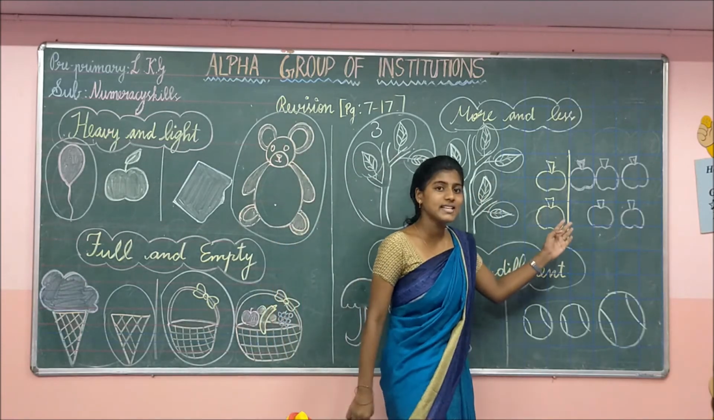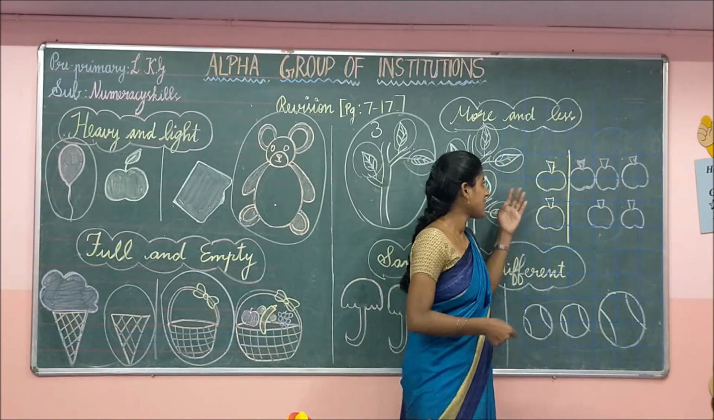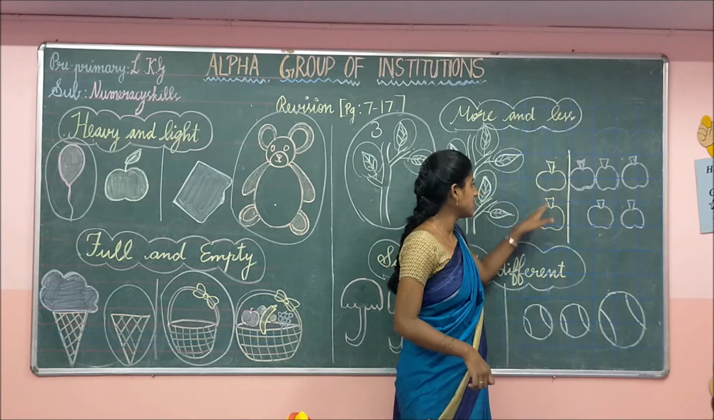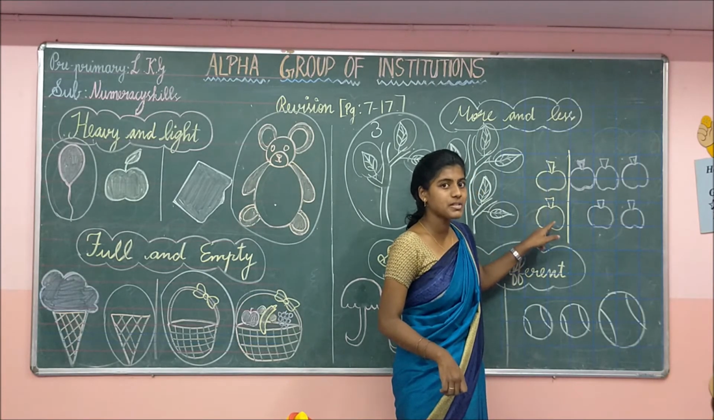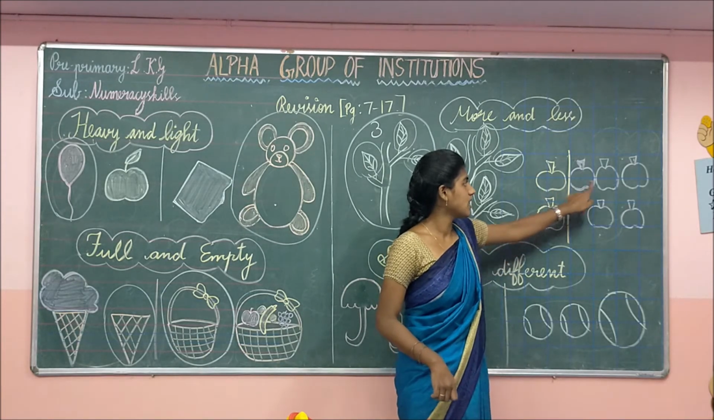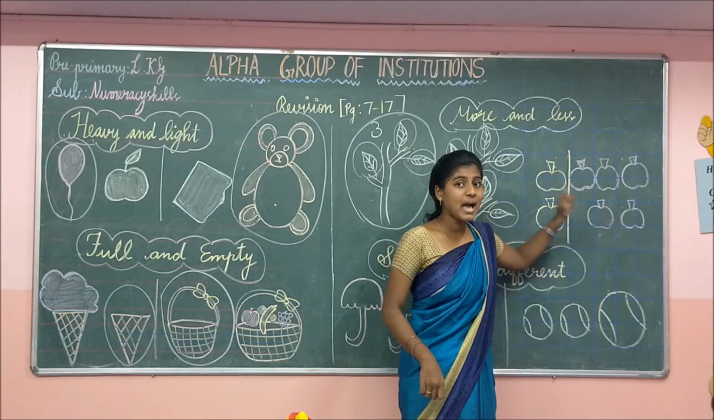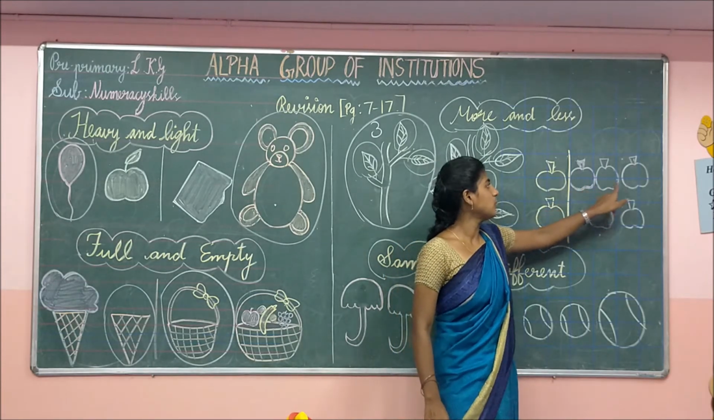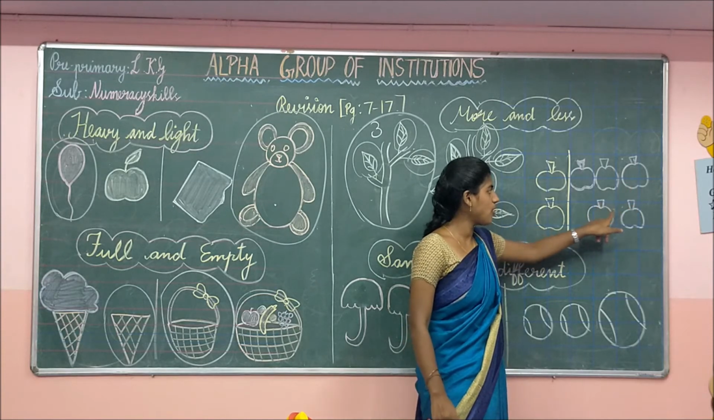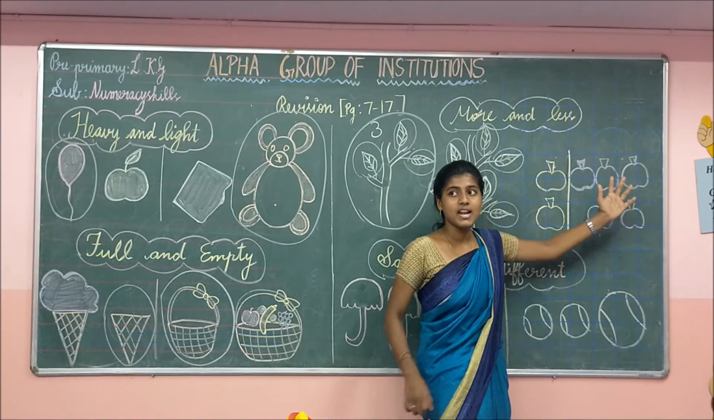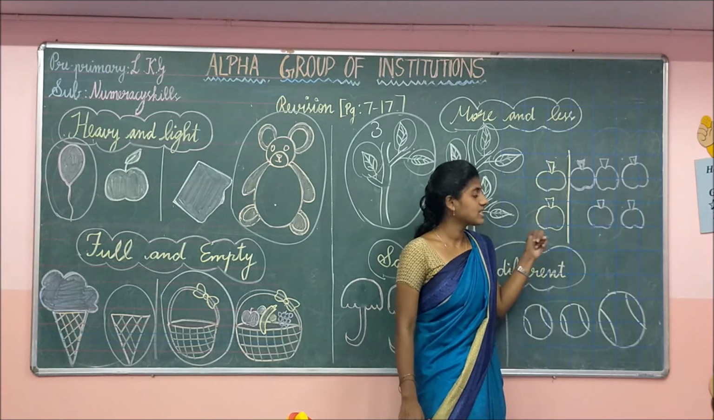Next, what is this? Apples. We have 2 sets of apples. See here, these 2 apples. How many apples are here? 1, 2. There are only 2 apples. Then see here, how many apples we have? Shall we count? 1, 2, 3, 4, 5. We have 5 apples in this side and 2 apples in this side.